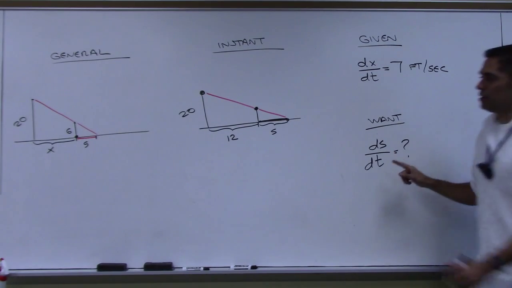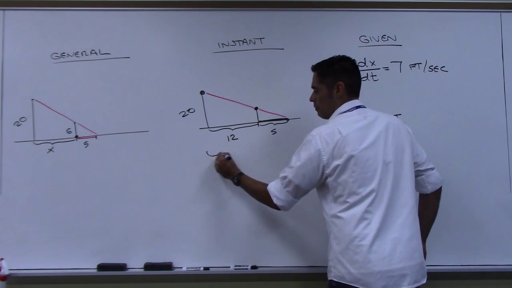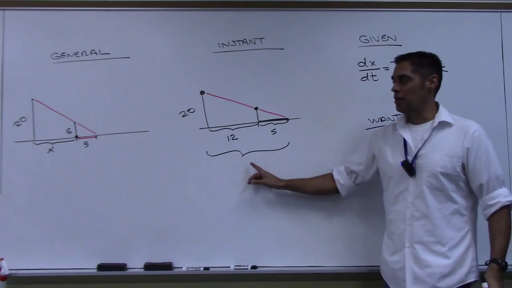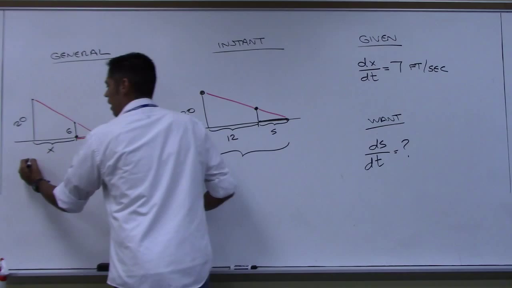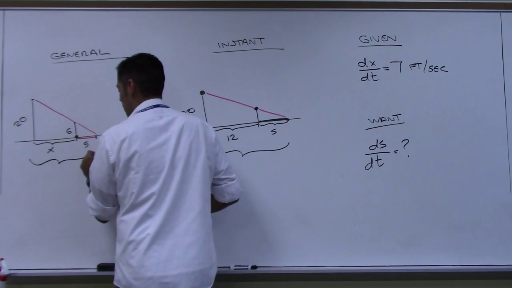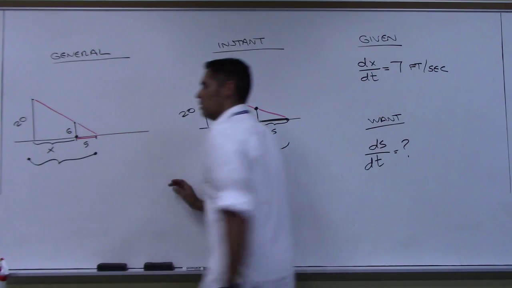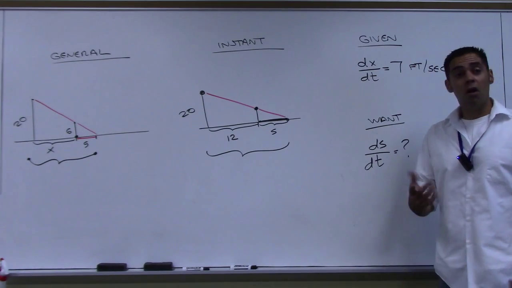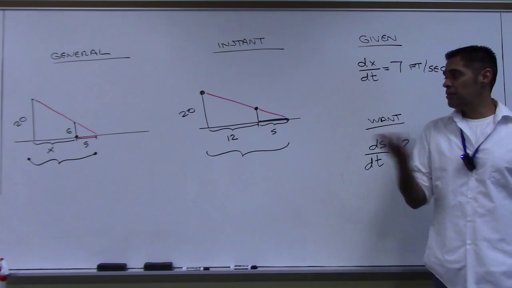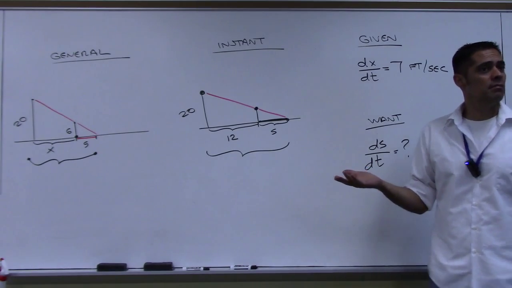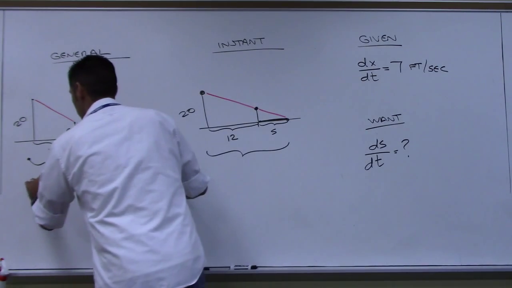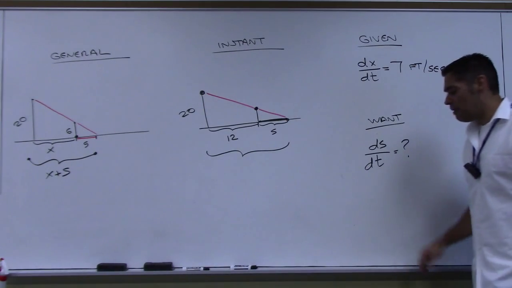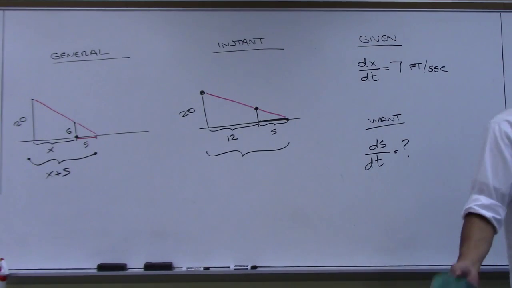We actually want that rate of change, right? This whole distance. How fast this whole thing is changing from that point to that point. Which is what? We could call it a new variable. We could. But it's really just x plus s, isn't it? This is really just x plus s. And what we want to know is how fast that's changing with respect to time.